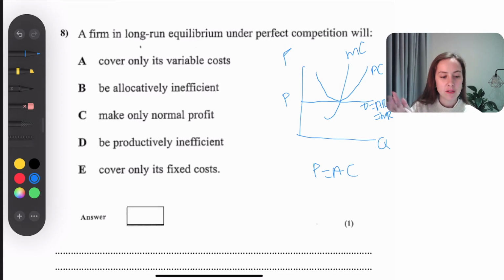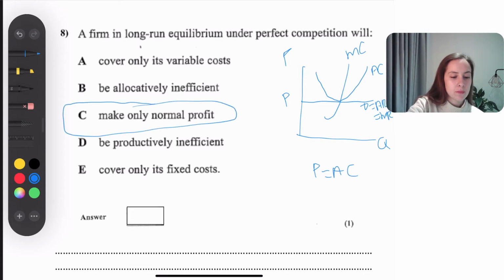So in the long run, this is going to happen. There's a whole bunch of options, but you can just learn normal profits in the long term. This price is equal to your average costs. They've written down a couple of other interesting things here. They're all wrong, but we can talk about them.